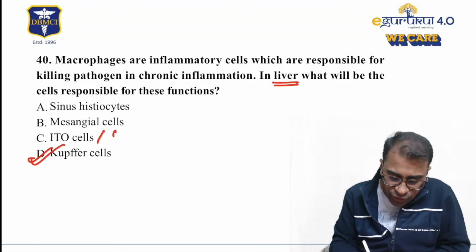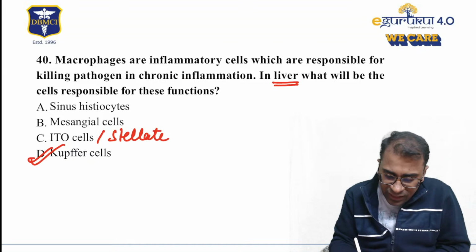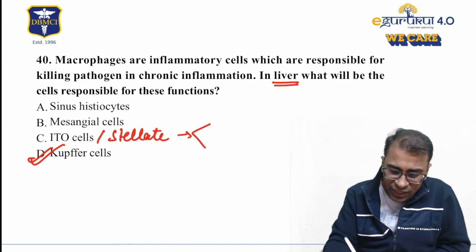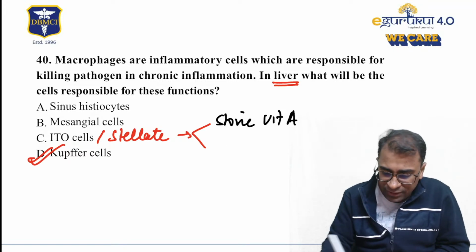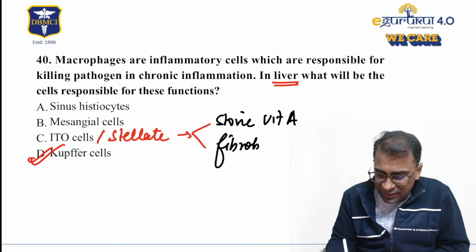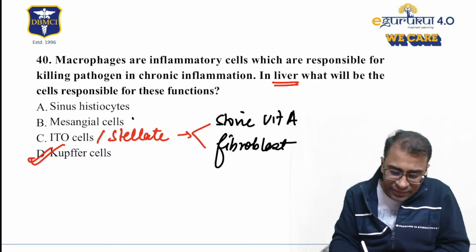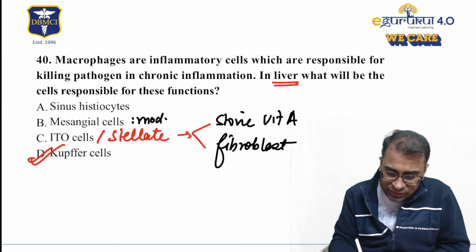It's also referred to as stellate cells, and they have dual functions. One is to store vitamin A when they're inactive, and they are also modified fibroblasts, and hence they can also take part in repair. These cells are also modified macrophages, but where?